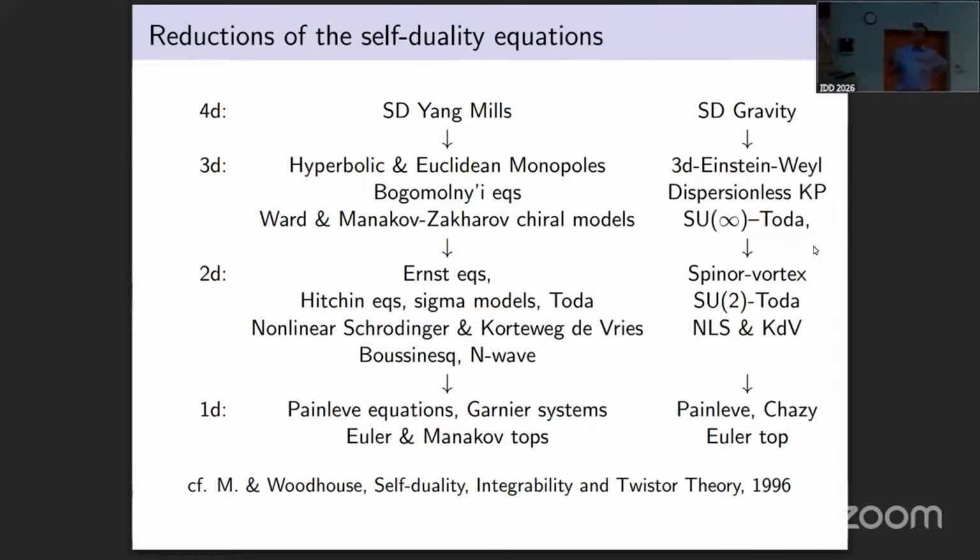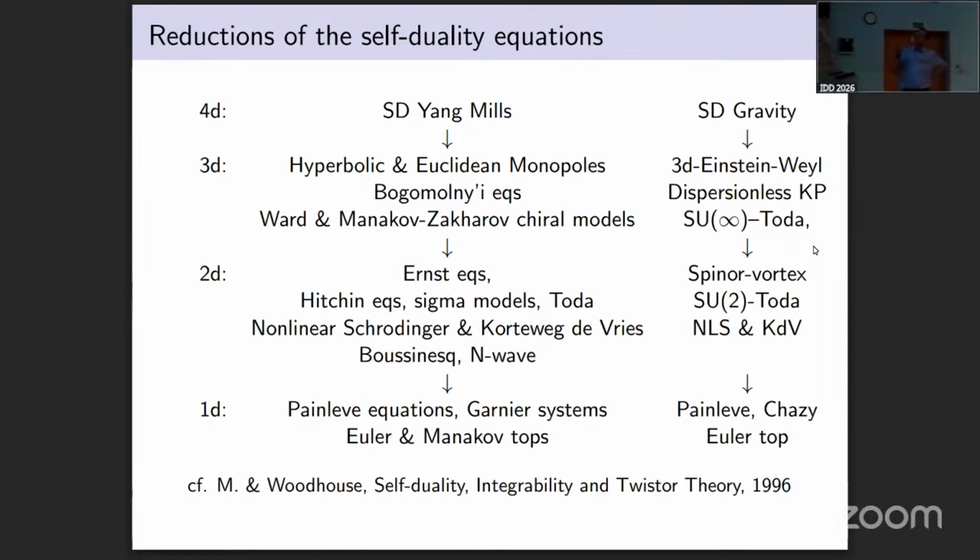But for self-dual Yang-Mills, it was already well known in the 70s that, for example, the Bogomolny equations, the monopole equations, naturally arise in the BPS limit as symmetry reductions of the self-duality equations. And then there's the Ward and Manakov-Zakharov-Kaup models. I saw Lewis had a nice poster on those yesterday.